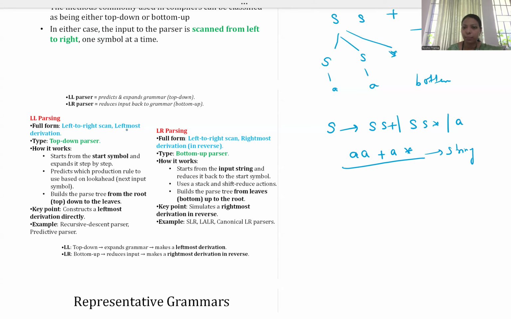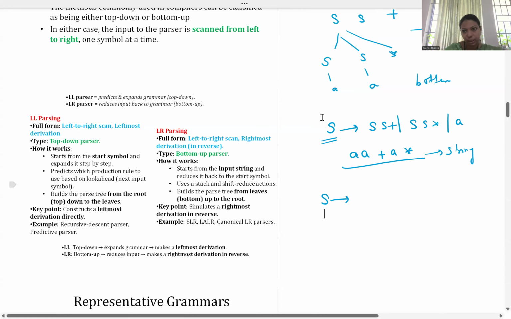So always start from the start symbol. Here we have only one non-terminal, so I'm going to start from that. We have many options here. I have three options for this root node: one is S + S, the other one is S * S, and the other one is a. Let me start from the second production.